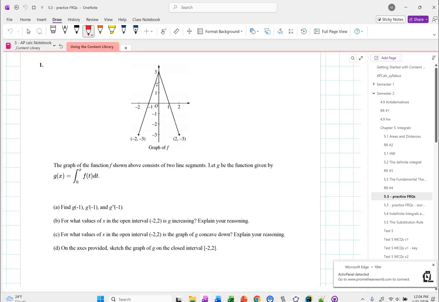Here we're told the graph of some function f is shown above, and it consists of two line segments. And g is this accumulation function, right? It's this integral function, like an area so far function. We're asked to find g of -1, g prime of -1, and g double prime of -1. Everybody feel okay on the setup here?